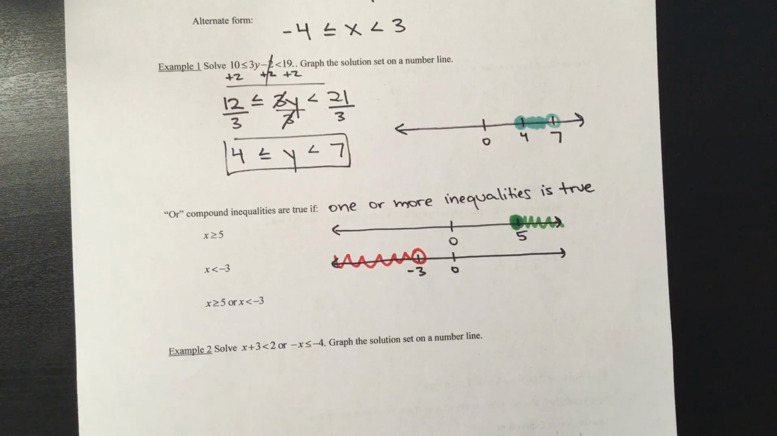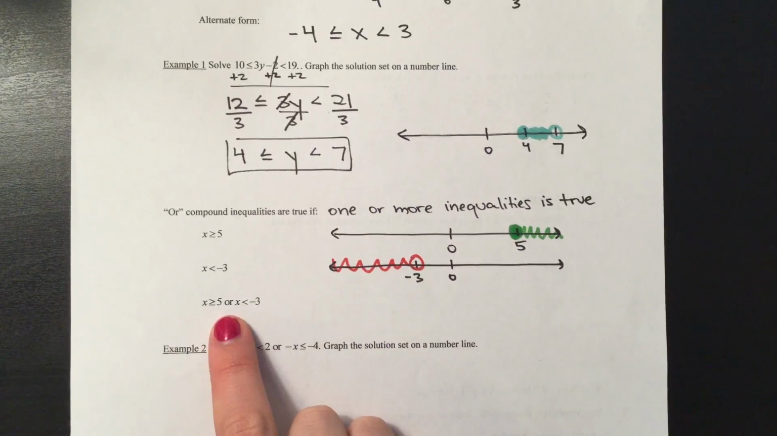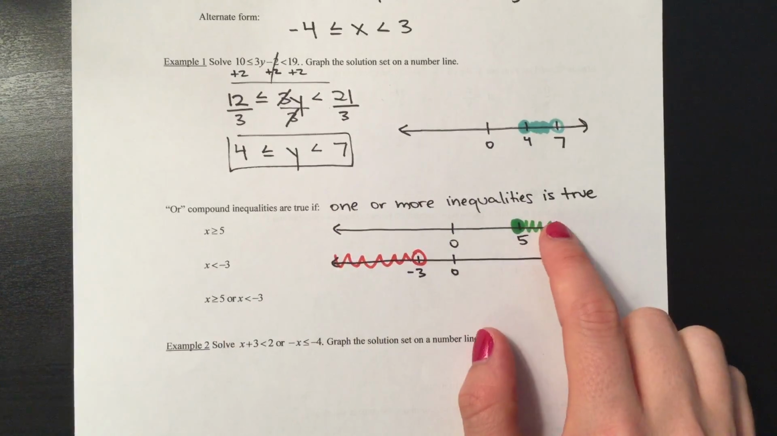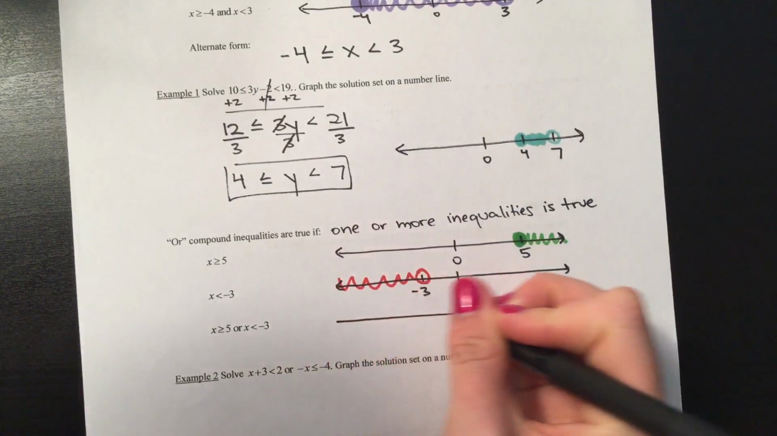So notice with this one, there's no overlap. It's fine if there is, but with this one, there just doesn't happen to be any overlap. So when we say or, it means one or more. So when I say this or this, that means it can fall into this one, it can fall into this one, it can fall into both. Basically with an or, you just combine all of them all together on one number line. Okay, so our final result will look like this.